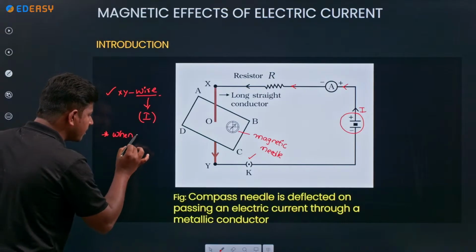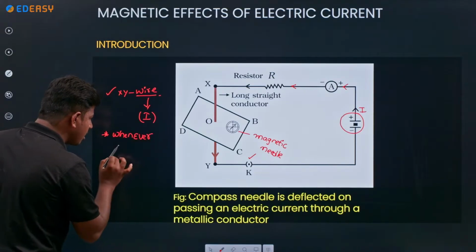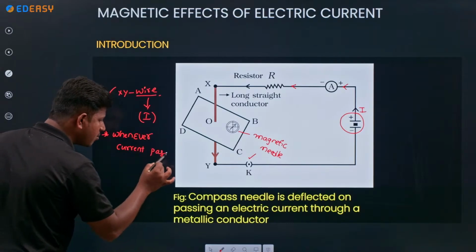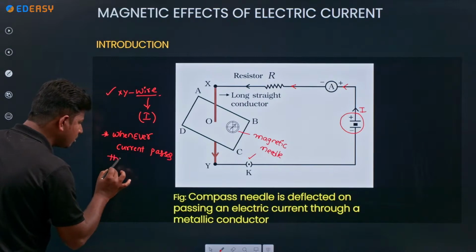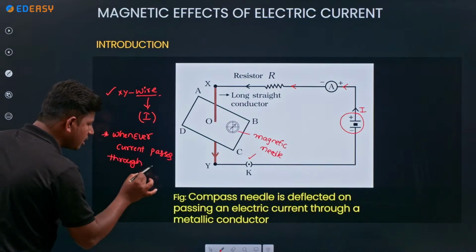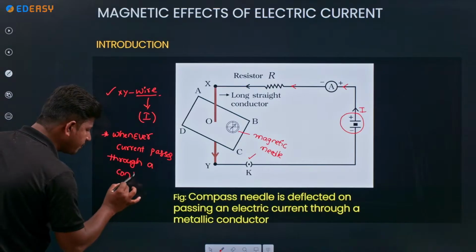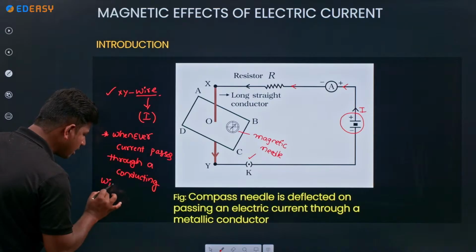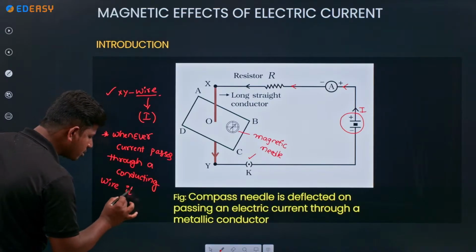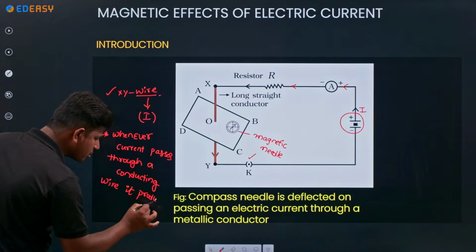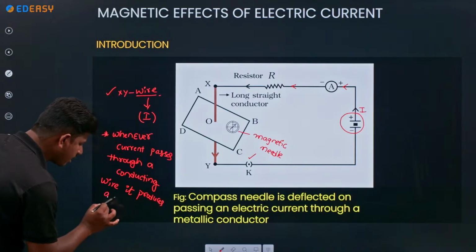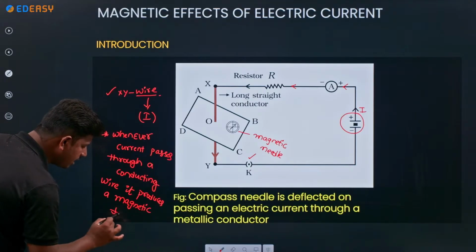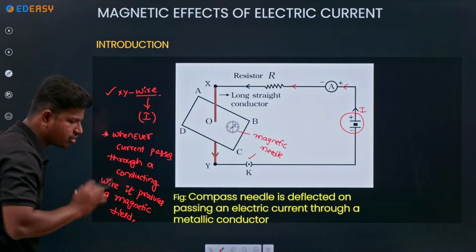Whenever current passes through a conducting wire, it produces a magnetic field. This is the relation found in Oersted's experiment.